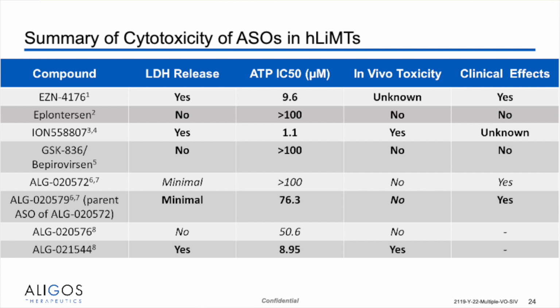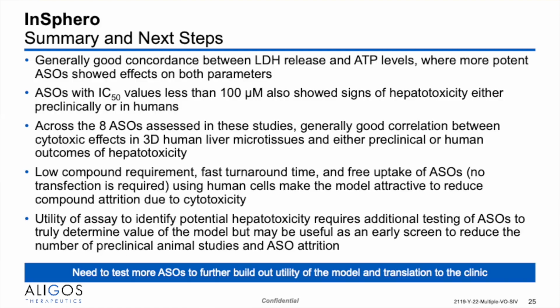based on this limited data set, we actually had a pretty good correlation between known hepatotoxicants and actually causing cytotoxicity in the spheroids. So there's generally pretty good concordance there between the LDH release as well as the ATP levels. Generally, if you had a measurable IC50 in this assay, they were pretty well correlated with hepatotoxicity, either preclinically or in humans. It's a pretty low compound requirement, and it's a much faster turnaround time than trying to do in vivo studies.